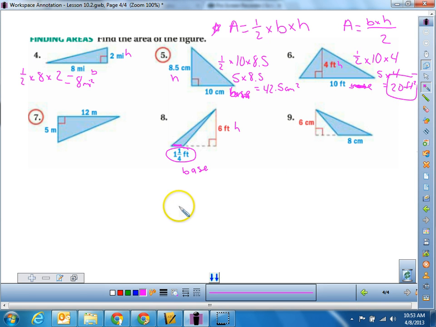So 1/2 times base times height will give you the area of any triangle. Remember that the base is any of the sides. The height creates a perpendicular line between the base and the vertex opposite it.